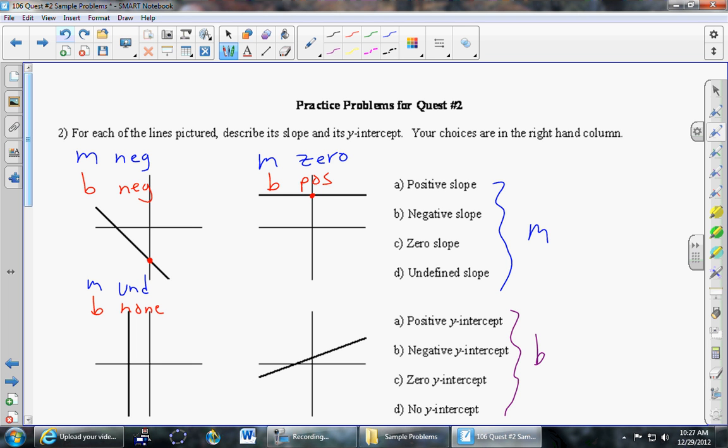And then finally, the bottom right line. This line is uphill. As you walk left to right, you're walking uphill. And anytime you have an uphill line, your slope is positive. I'm trying to find the B value. The B value is this value right here. And is that y a positive or a negative? Because the point is up above the x-axis, that's a positive y value, so a positive y-intercept.